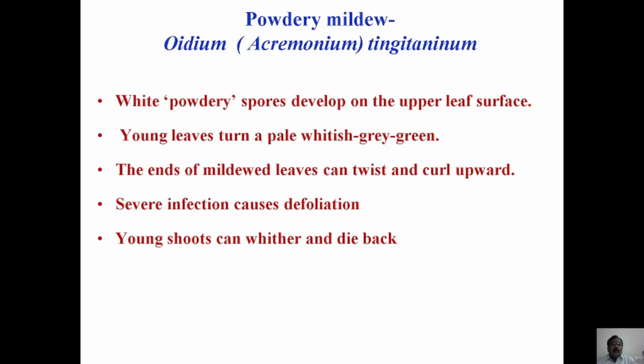The ends of powdery mildew affected leaves are twisted, curled upwards and malformed. Severe infection ultimately leads to drying and defoliation. Upon the fallen leaves, it produces the sexual ascocarp, that is Chasmothecium, which in turn contains asci and ascospores. So ascospores serve as the primary source of inoculum, and then the airborne conidia are responsible for the secondary spread.